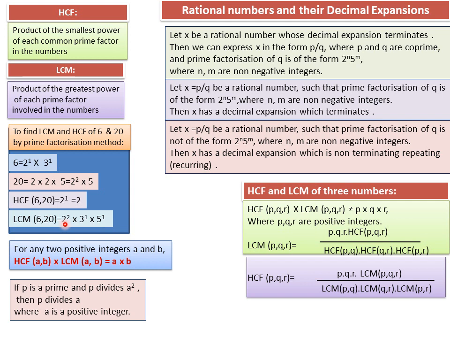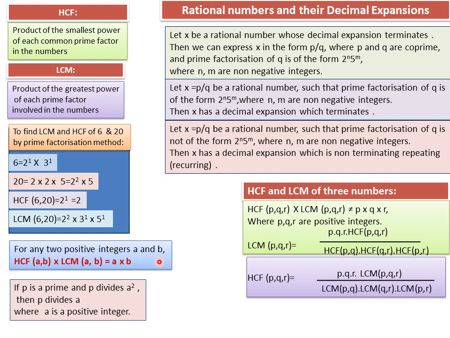So the LCM of 6 and 20 becomes 2 square into 3 to power 1 into 5 to power 1. 2 to power 1 is not taken because we have to consider the greatest power. That is what it means: LCM is the product of the greatest power of each prime factor involved in the numbers. That is how we can find it by applying the fundamental theorem of arithmetic.